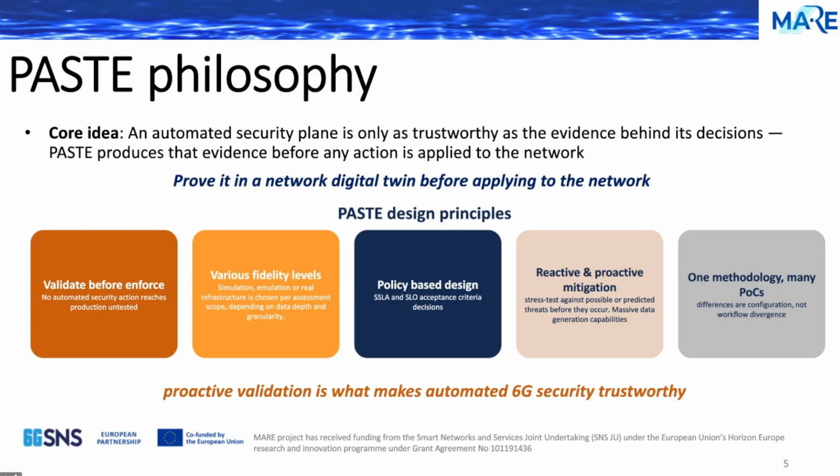We want to have reactive and proactive mitigation, so we need the capability to stress test against possible or predicted threats before they occur, not just detecting but preventing possible occurrences of attacks. And we want one methodology, with only differences in configurations of our security functions, adaptable to any workflow and any 6G security architecture. So the philosophy of PACE is proactive validation, making automated 6G security trustworthy.